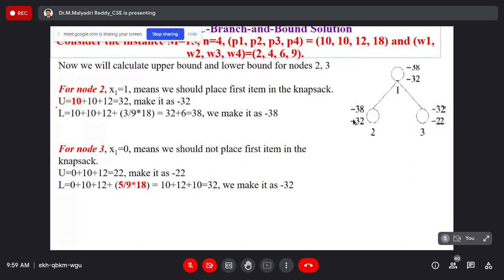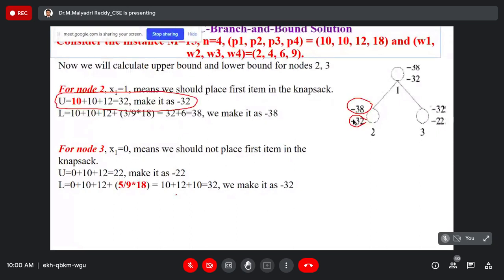You know how to calculate the upper boundary for this function? Again, including the objects x1, x2, x3, its upper boundary is minus 32, right? Lower boundary is minus 38, sir. Similarly for the third node.